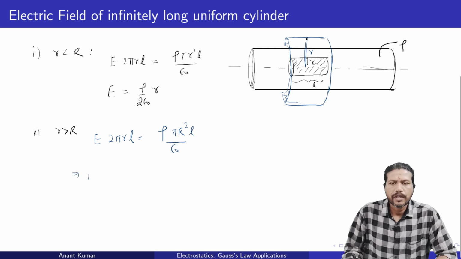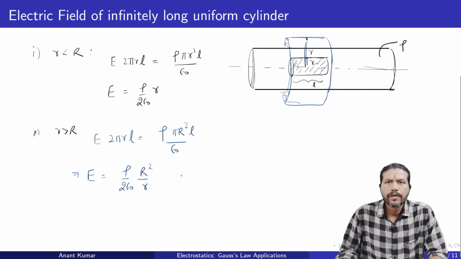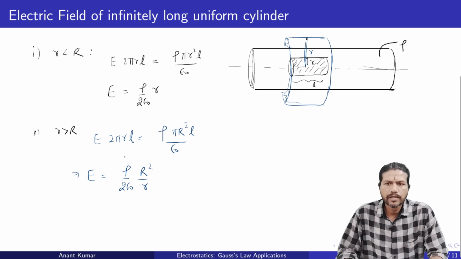So what happens is the electric field E turns out to be rho upon 2 epsilon naught, capital R square upon small r, right? This is the electric field which is going to be there for outside points. Once again it varies as 1 by r. So that's the usual case. For a cylindrical symmetry, the field outside varies as 1 by r, right?